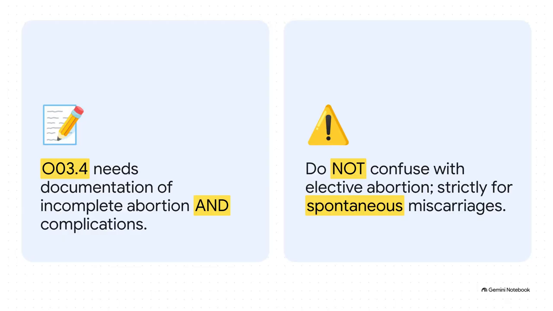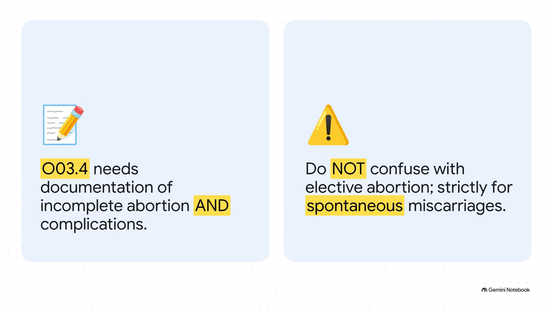Now, this right here is absolutely crucial. You have to cleanly separate a spontaneous incomplete abortion from an elective procedure. Code O03.4 is specifically for an incomplete spontaneous abortion, basically a miscarriage where products of conception are still retained. To use this compliantly, your provider has to document both the incomplete nature of the event and the associated complications, like hemorrhage or retained tissue. Mixing up a spontaneous miscarriage with an elective termination is basically a fast track to a massive compliance audit.